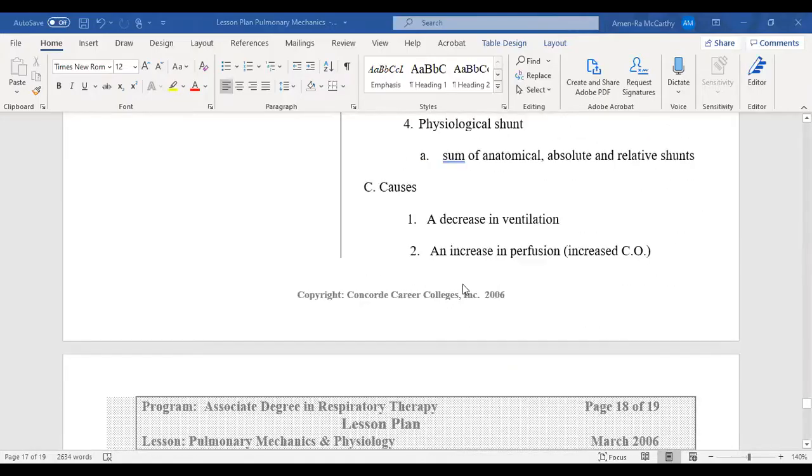And then we came down to say, what are the causes? A decrease in ventilation can cause a shunt. An increase in perfusion. If my perfusion shoots up past 5, it should be 5 liters per minute, but if I'm pushing out 8 liters per minute and I still only have 4 liters of alveolar minute ventilation, then now my perfusion is in excess of ventilation, and that's a shunt.